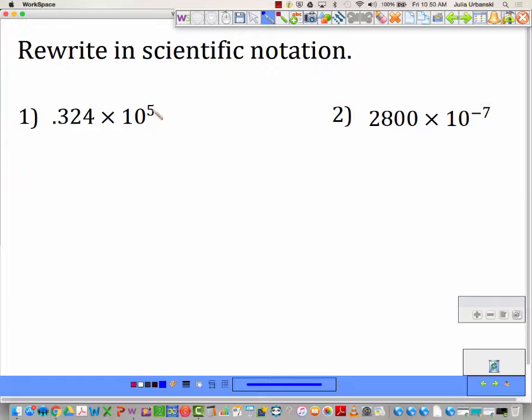If it says 10 to the 5, that means to the right. So starting right here, you go 1, 2, 3, and then I still need to go 2 more places, 4 and 5, and those have to be filled in with zeros. So I'm just going to rewrite that. 3, 2, 4 with 2 zeros.